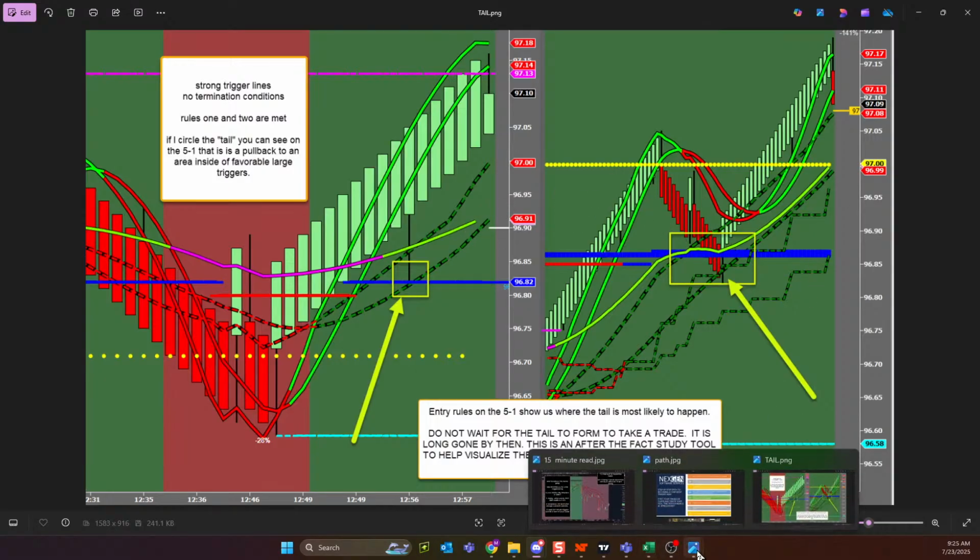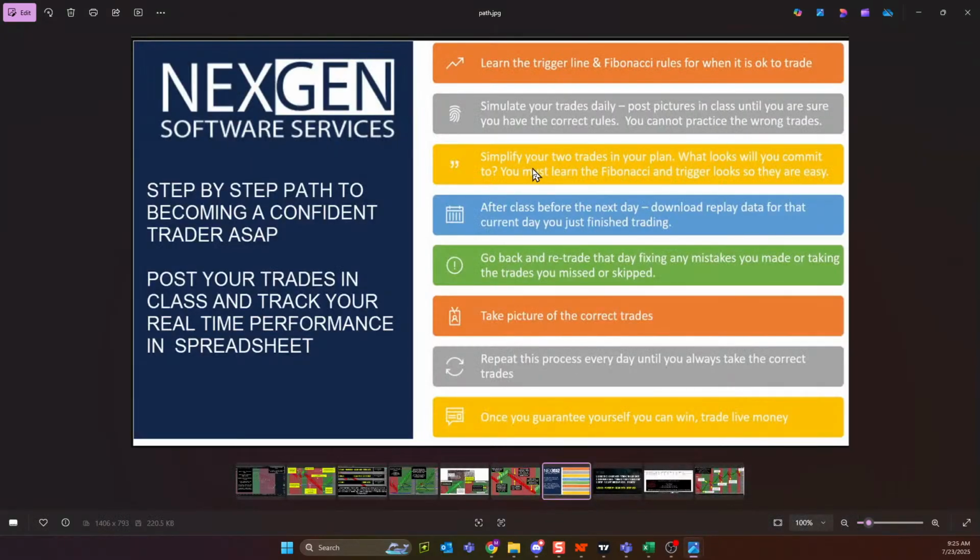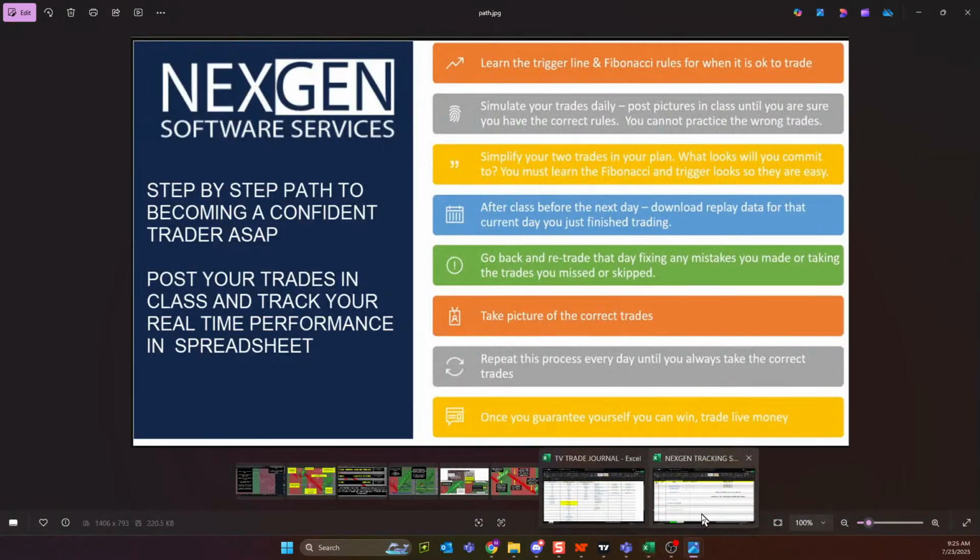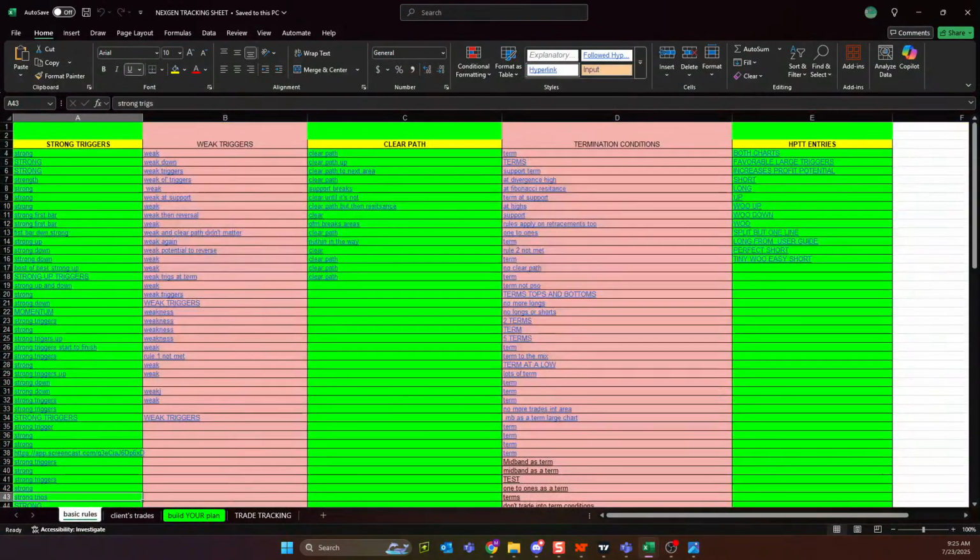And one of the easiest ways to get good at this look is to go take a bunch of pictures of it, to study it, to look at it. So this spreadsheet that I'm going to give you, and I'm going to give you one for NinjaTrader. I'm also going to give you one for TradingView. The NinjaTrader one is a little more extensive because we've been doing this longer.